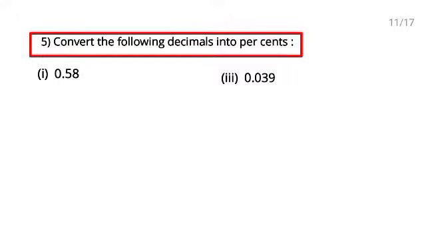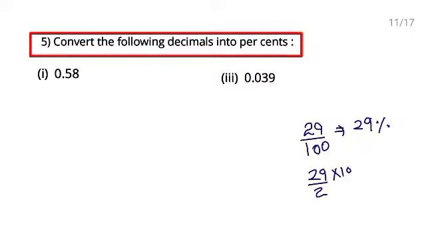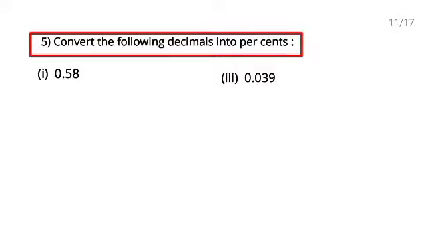Next question number 5. Convert the following decimals into percents. What do you do to convert into the percent? If denominator is 100, you simply write numerator as percent. But if denominator is not 100, what do you do? You multiply by 100, then put percent sign. Okay, so similarly we will do here. If denominator is not 100 and denominator is not given, we will multiply by the 100.